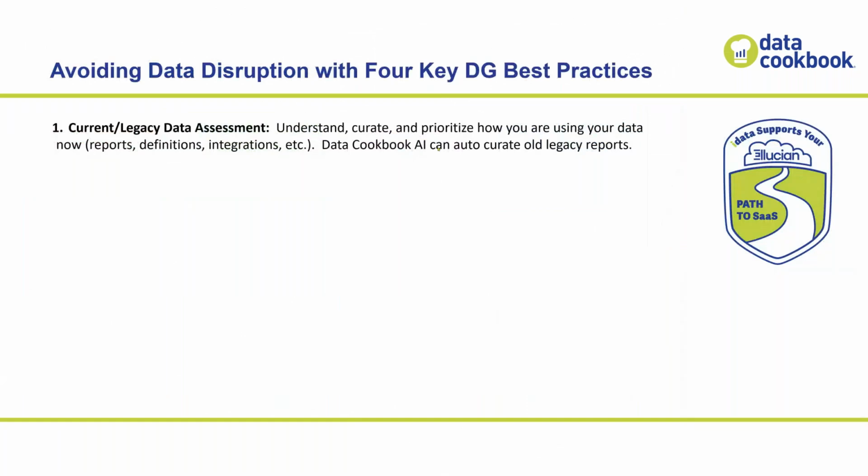For SaaS migration, what we recommend is to start off with an assessment of your current or legacy data. Understand, curate, and prioritize how you're using your data now, with reports, definitions, or integrations. If you're using our Data Cookbook tool, you can use some AI to auto-curate some of these old things. You don't have to do it with everything.